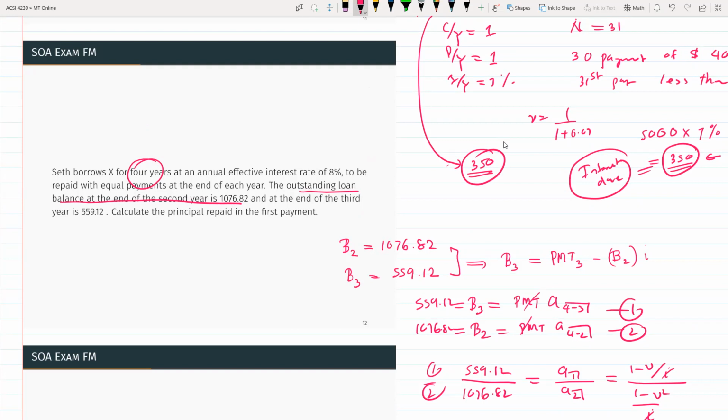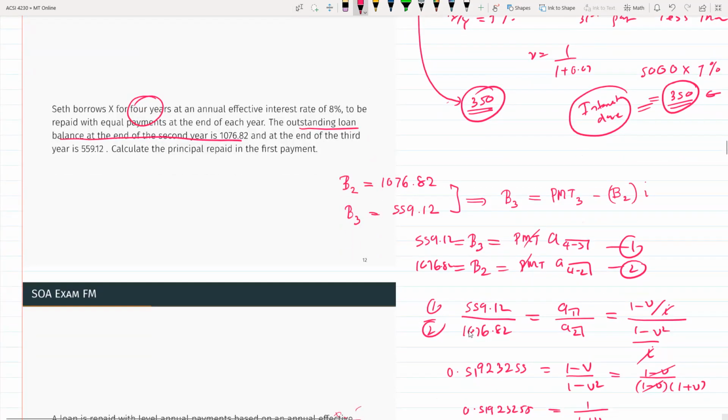Okay, so if you know i, then you can calculate the principal repaid in the first payment. So let's calculate the payment size now. I can use equation 1, let's say. Equation 1 says 559.12 equals the payment times a. What is a? a is 1 minus v over i, times the payment. From here, you can solve for the payment.